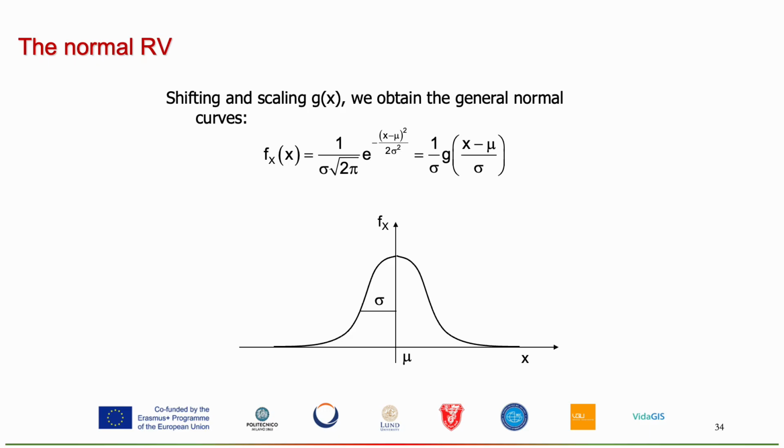What is the property of this generalized function? It is symmetric around mu, while the standardized one was symmetric around 0. And you will see better that the width of the hat is proportional to the parameter sigma. So the bigger the sigma, the smaller the maximum at mu, and the larger the function around the mean, the central value.